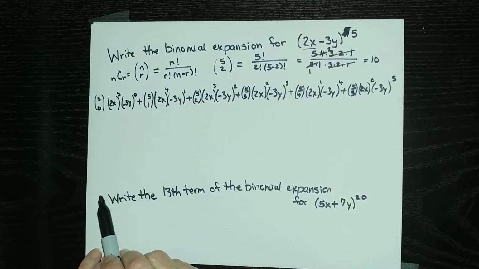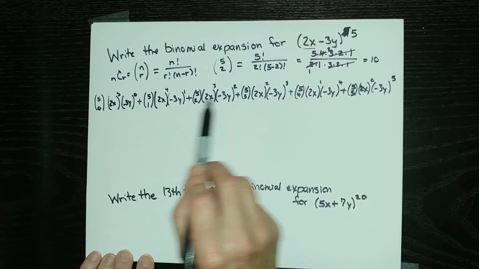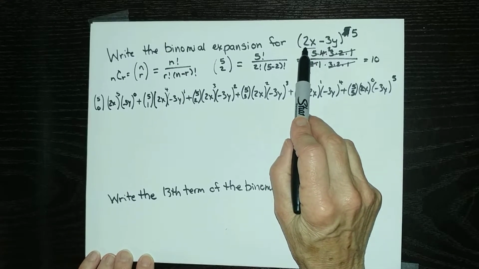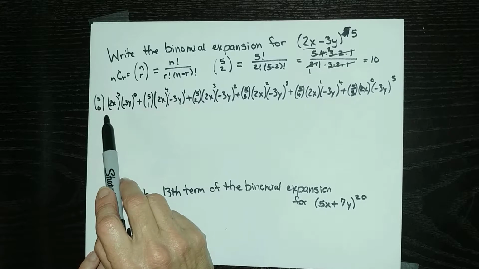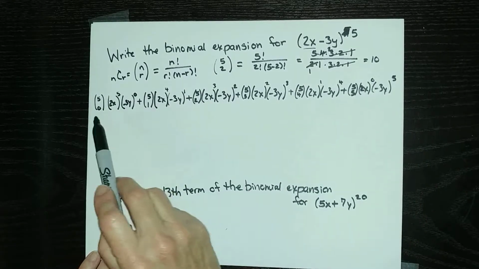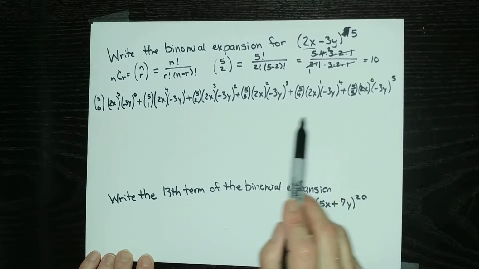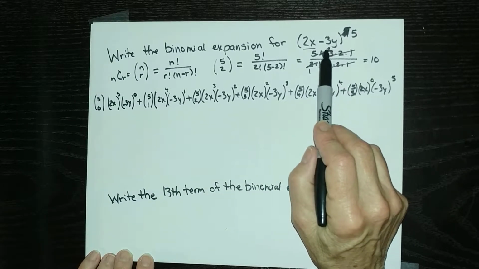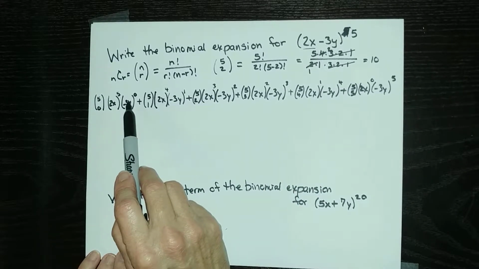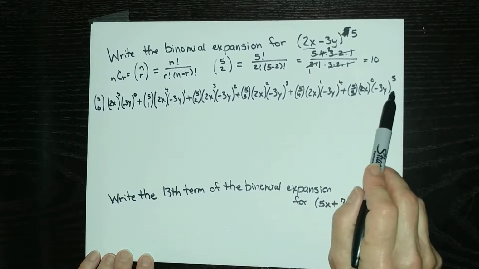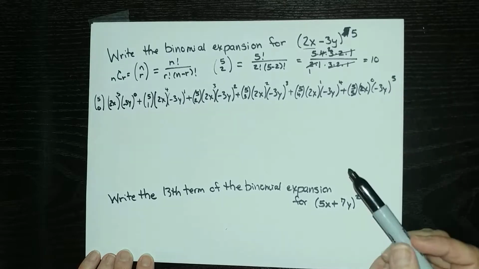So what you'll notice is that the first term of the binomial that you're expanding, 2x, its power goes from the highest, 5, to 4 to 3 to 2 to 1 to 0. It counts down to 0. While the second term of the binomial, negative 3y, starts from 0 and then counts up by ones, 1, 2, 3, 4, 5, until it gets to n, which is 5.